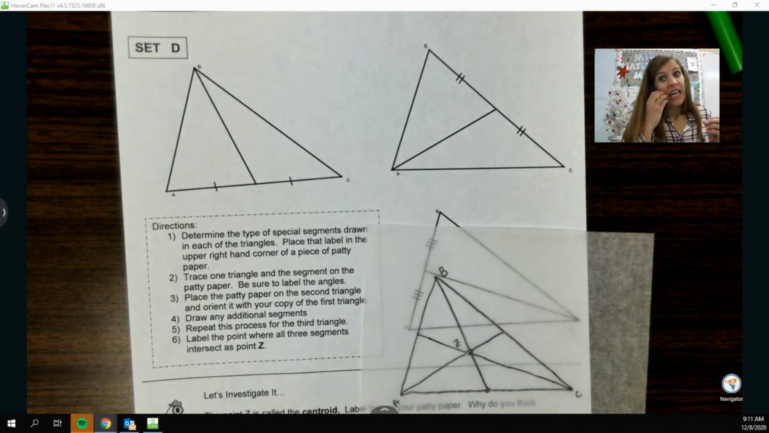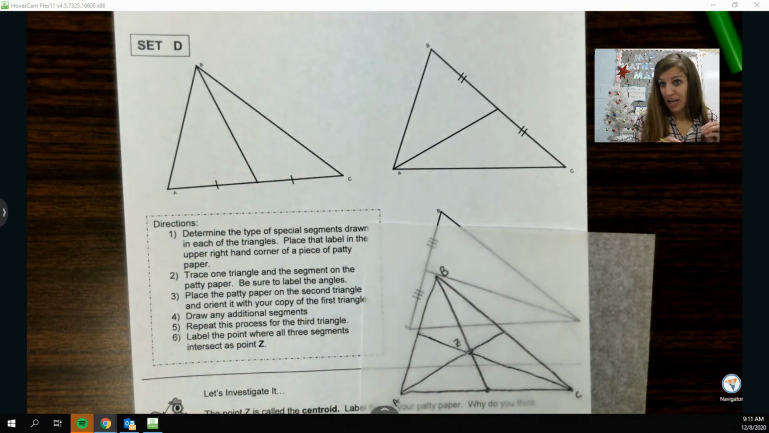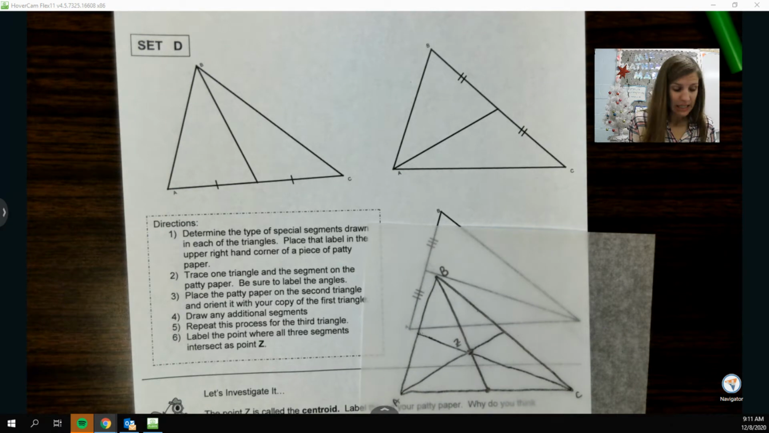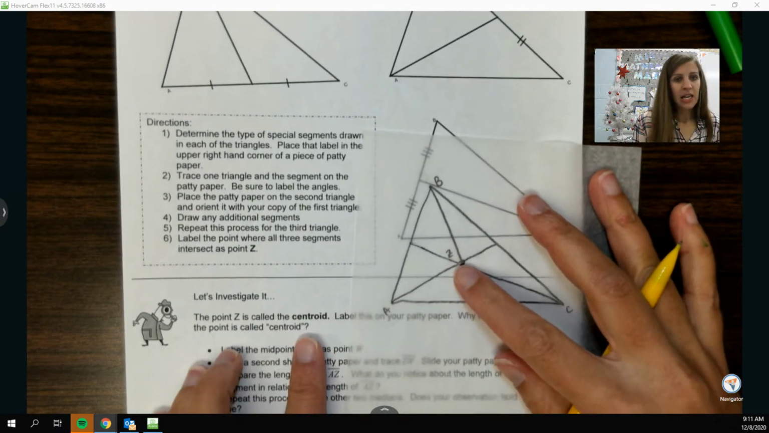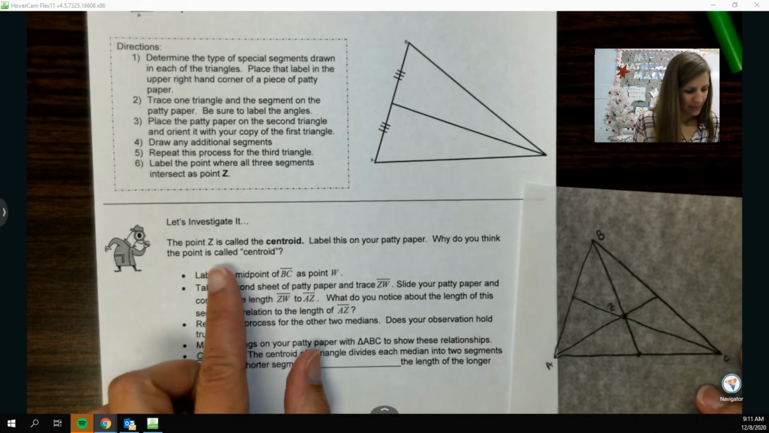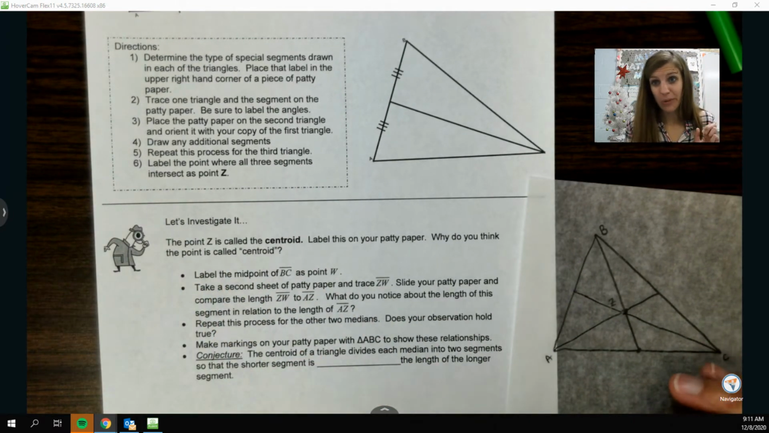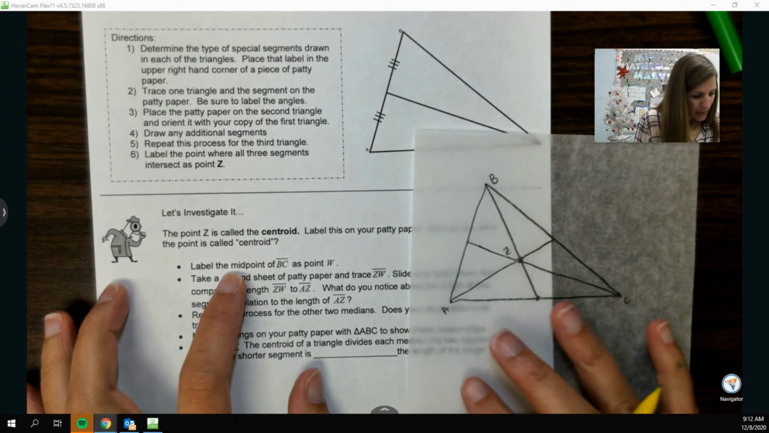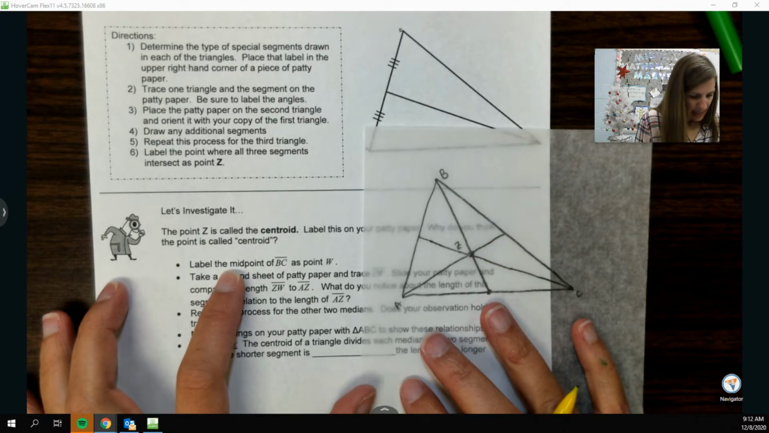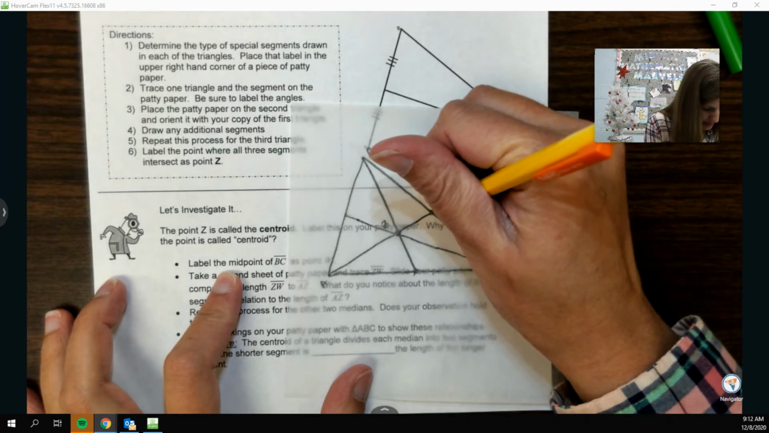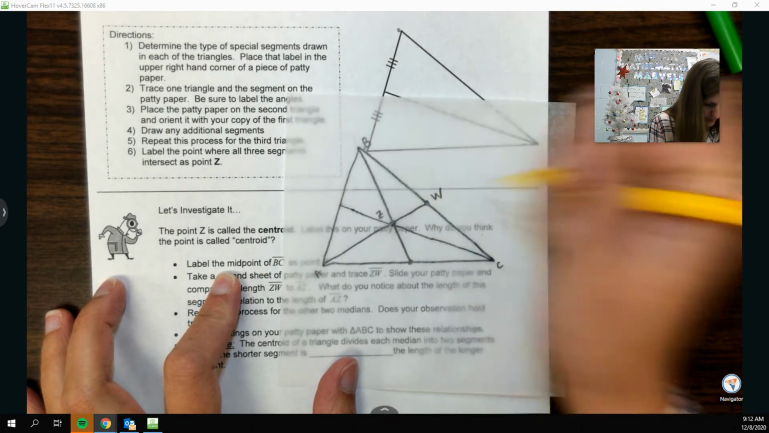But again, these lines are different than all the rest that we've drawn so far. And because these lines are different, it made a different point. And so this point we're going to call the centroid. So the centroid, why do you think it's called the centroid? We're actually going to talk more about that later. So what we want to do now is label the midpoint of BC. So from B to C, we want to label this midpoint right here as point W.